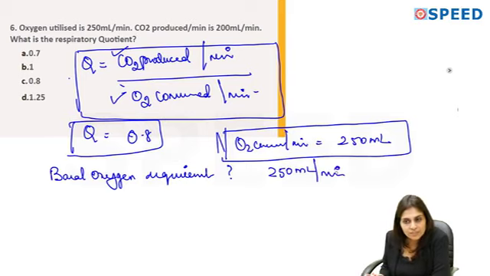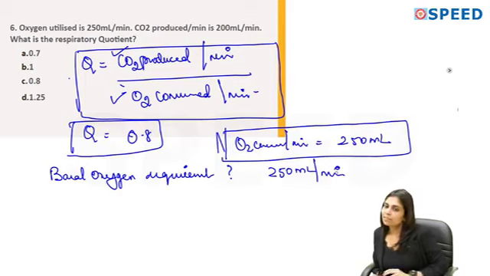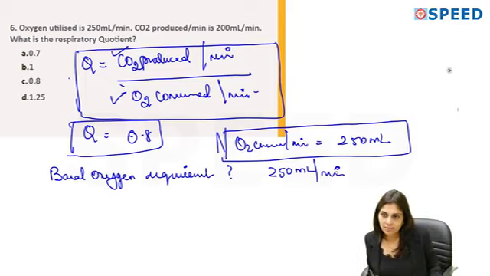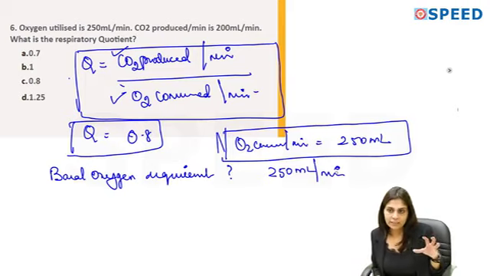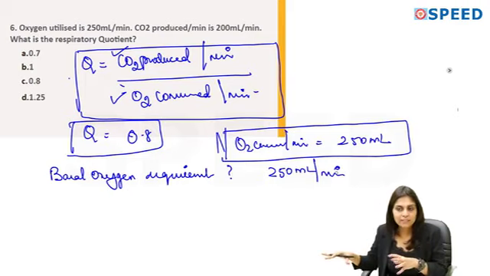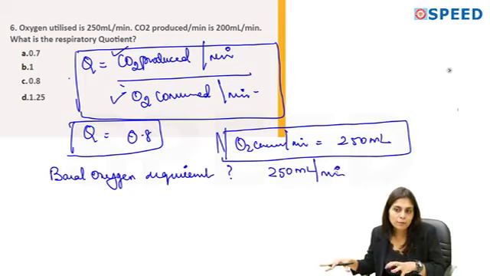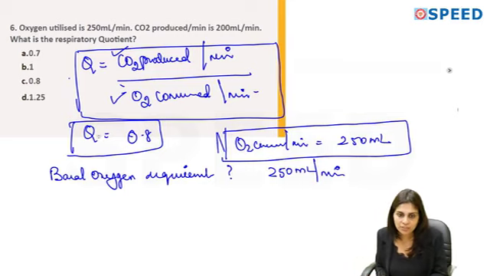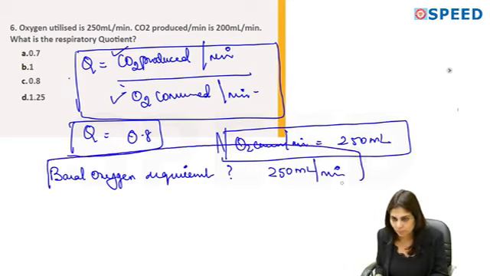Why should you know this fact? To set up a ventilator, right? When you set up a ventilator, you should see to it that your ventilator provides this basal oxygen requirement. It should be able to provide at least 250 ml of oxygen per minute. So this is a fact which every one of you should know.